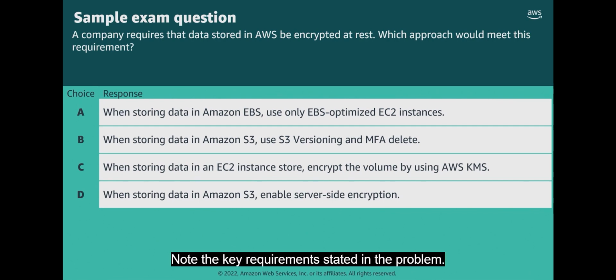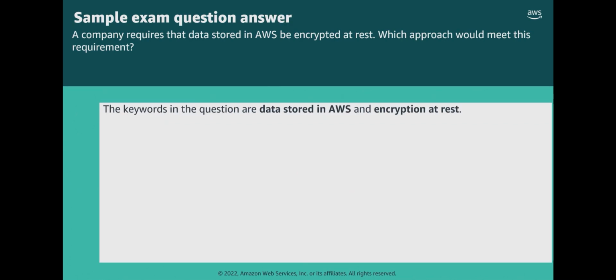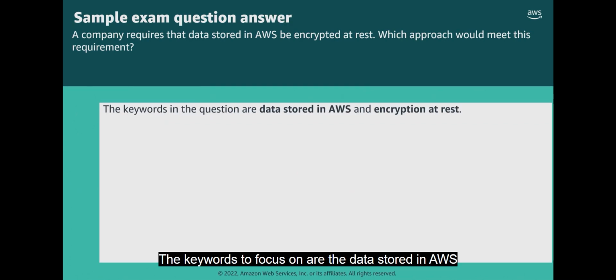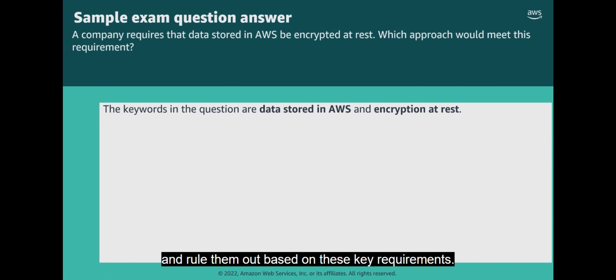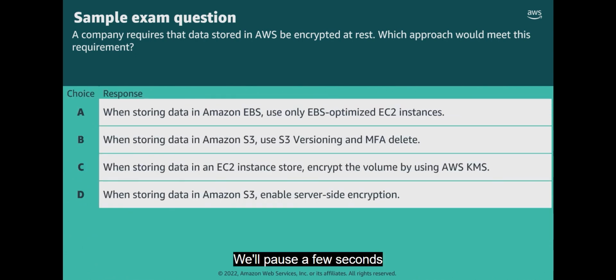Note the key requirements stated in the problem. The keywords to focus on are the data stored in AWS and encryption at rest. Consider the answer choices and rule them out based on these key requirements. We'll pause a few seconds before discussing the correct answer.